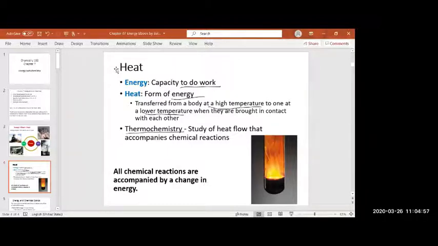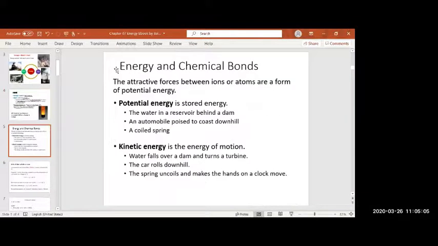Thermochemistry represents the study of heat flow that accompanies a chemical reaction. We have two types of energy in the chemical bond, the potential energy and the kinetic energy. Potential energy is stored energy. Kinetic energy is the energy of motion.